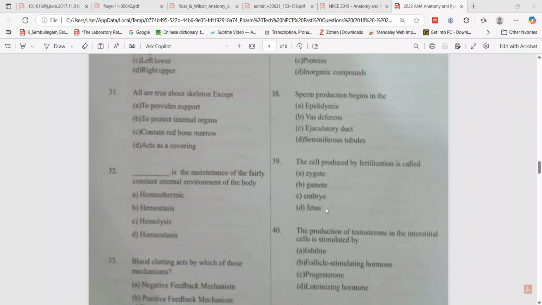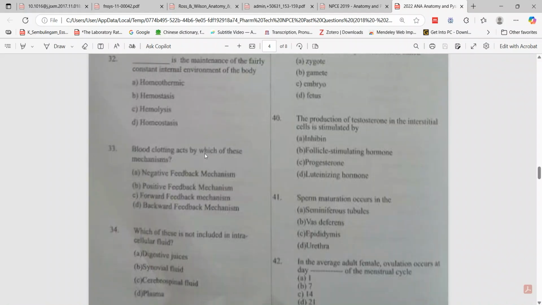Okay, so 32. The maintenance of the fairly constant internal environment of the body is homeostasis. So homeostasis, that's D.